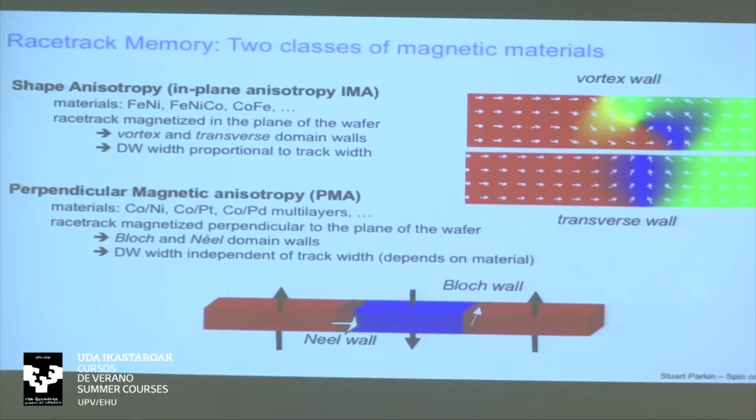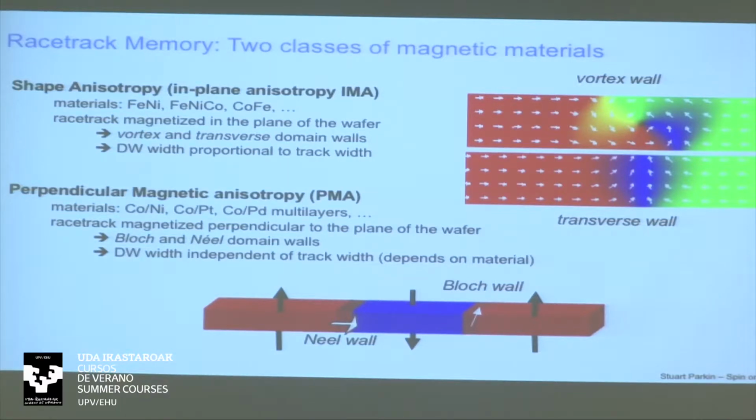The transverse walls are found in thin magnetic layers. As you increase the thickness, you get more dipole energy, more poles at the surfaces, and then the wall will transform into a vortex wall. These can be manipulated with currents, which I'm going to briefly discuss. But for most of my talk, I want to focus on walls of a very different flavor, shown in the bottom part of this slide.